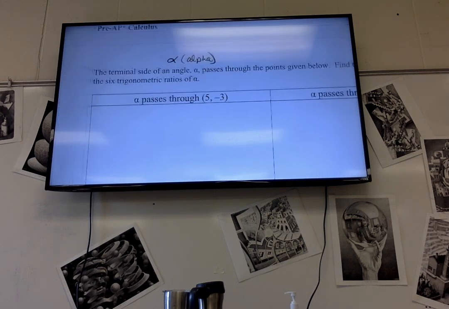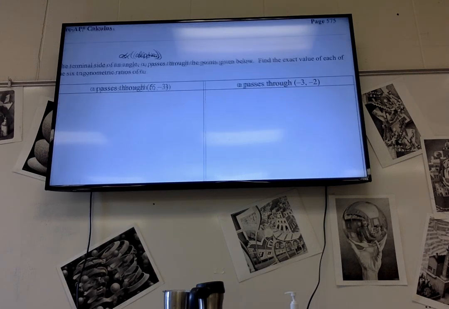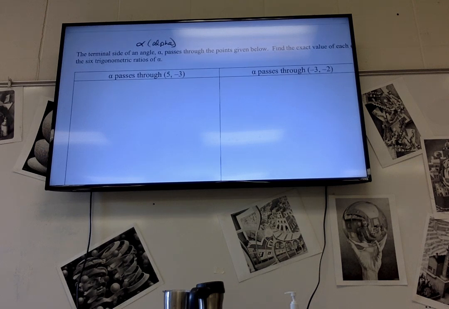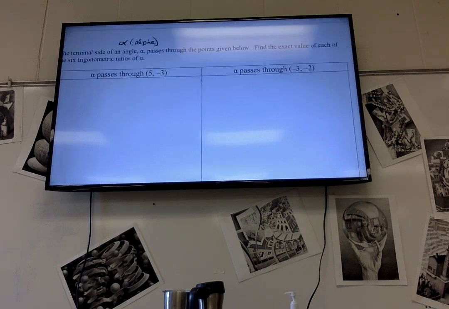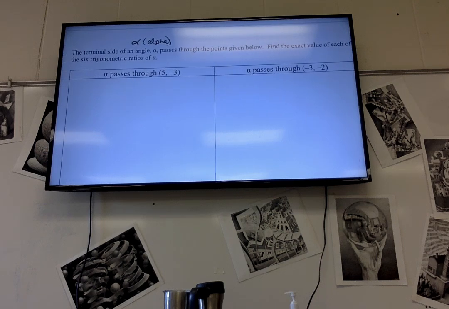And that passes through the points given below. All right, so that's just to let you know this angle alpha is going to pass through this point 5, negative 3. And we're going to find all the trig ratios from that: sine, cosine, tangent, all of those. We're going to start by graphing that point.